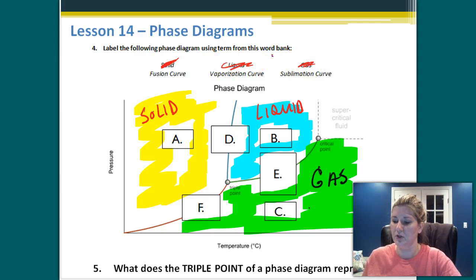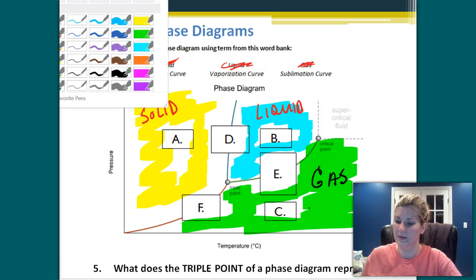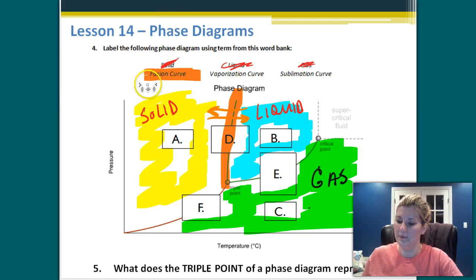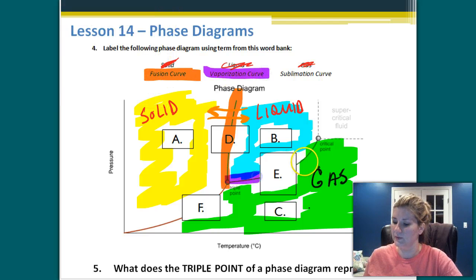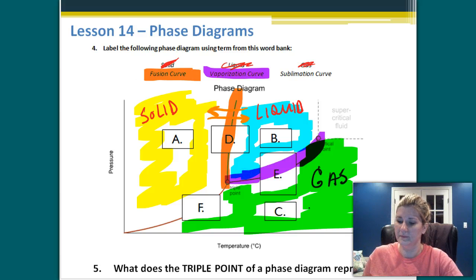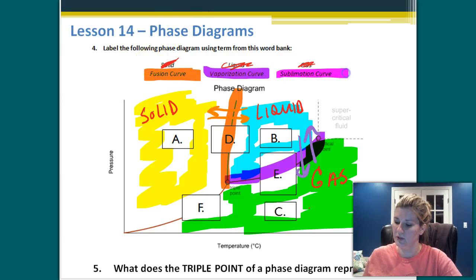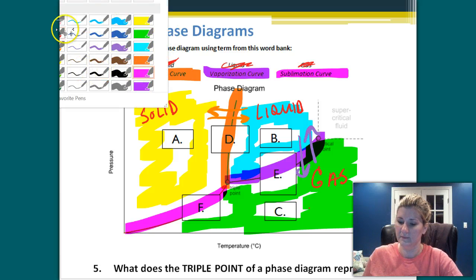We need to find also the fusion curve, vaporization curve, and sublimation curve. So let's go with fusion curve first. Fusion curve is going to be right here, D. Fusion describes going from solid to liquid, melting to freezing, freezing to melting. Our vaporization curve is going to be between liquid and gas because that's where our process of evaporating and condensating happens. And then finally our sublimation curve is down here, the difference between our solids and our gases.